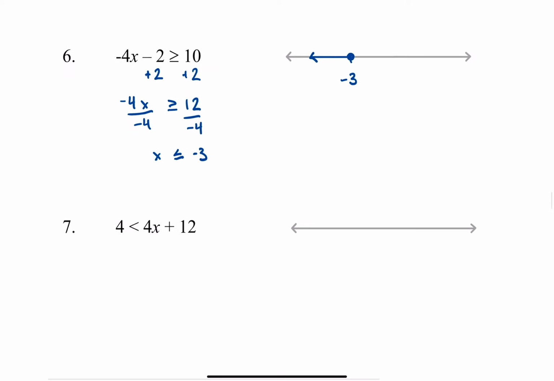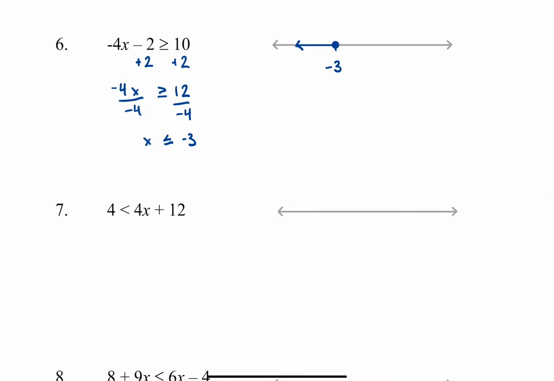Okay, number 7. So we have -12. Let's take that away from both sides. So you get -8 is greater than 4x. And again, just to call it out explicitly, I subtracted 12. You don't need to change the inequality there. So I'll go ahead and divide both sides by 4. So we get -2 is less than x.